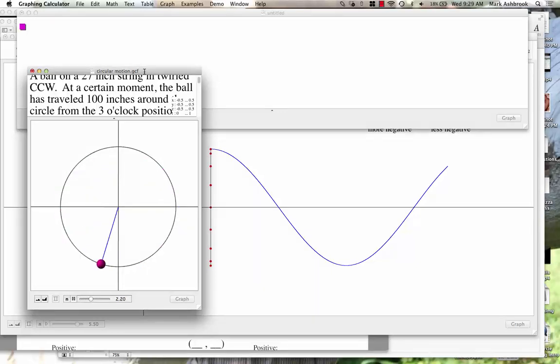So here we go. So we're twirling this ball at 2 radians per second, and we're going to start the clock at the 3 o'clock position, and they're asking to write theta in terms of t.